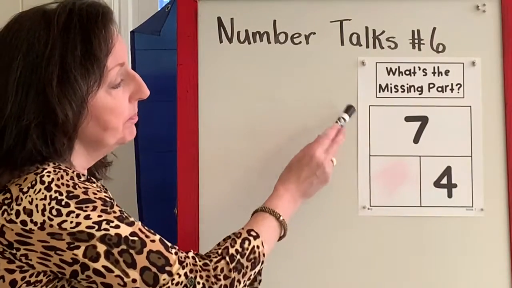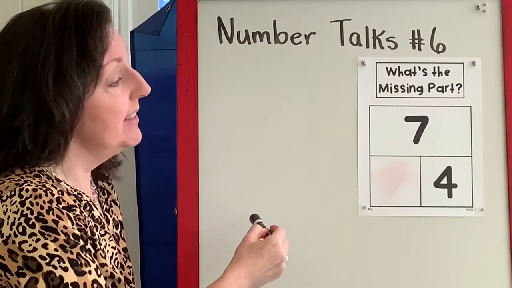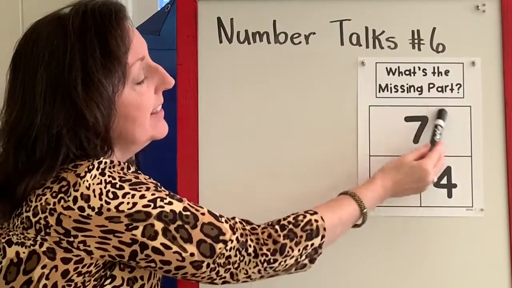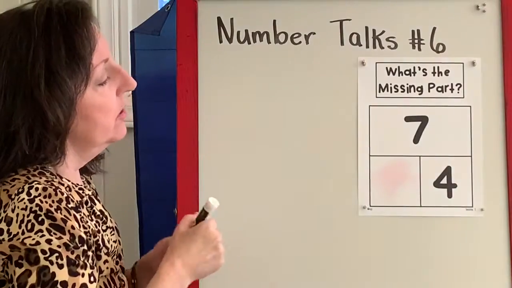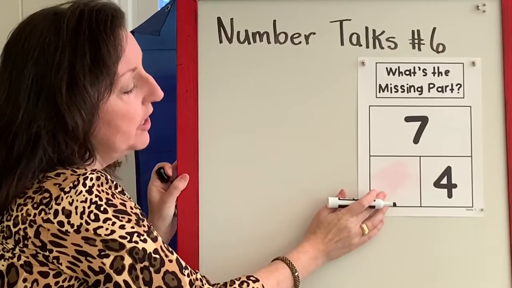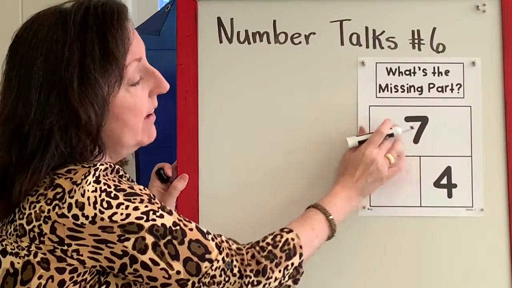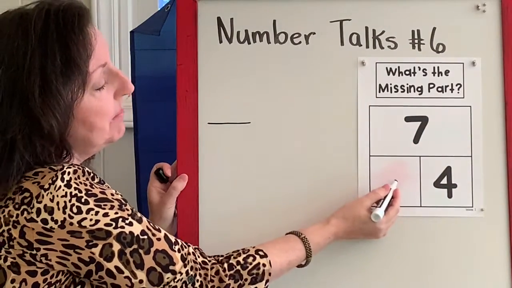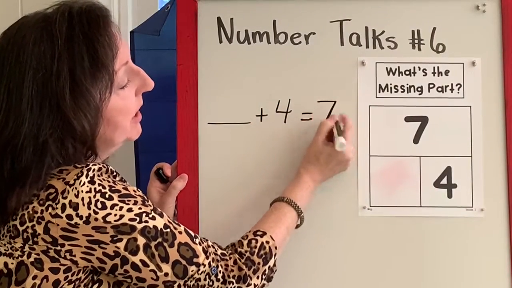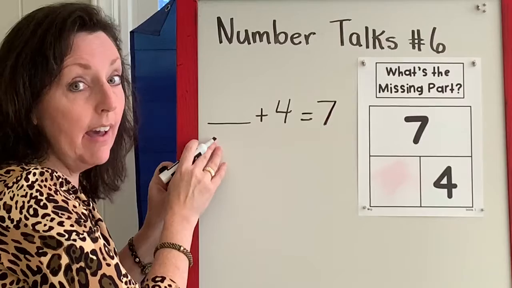So if you'll notice, I have a paper here. It says, what's the missing part? In other words, I'm trying to find the missing number. And if you'll notice, I've got a chart that looks a little different. I've got 7 here, which is my total. So I know I have 7 in all, and I have 4, and I have another number that's blank. So what that means is I've got something plus 4 equals 7. So we could put it like this, something plus 4, and my total is 7, because that covers all of that area.